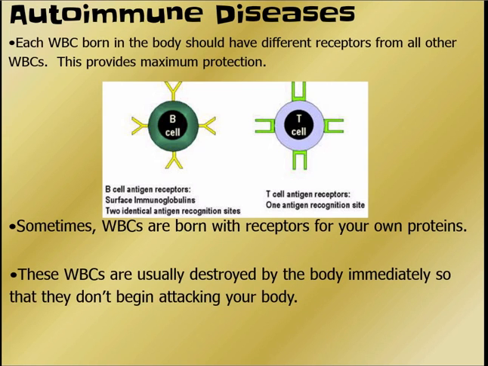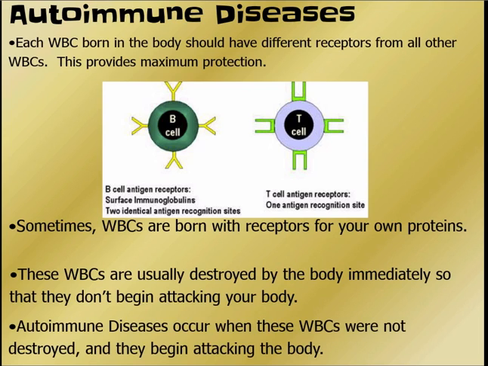This means that these white blood cells theoretically would attack your own tissues. So these white blood cells are supposed to be destroyed by the body immediately so that they don't begin attacking your body. Unfortunately, in people with autoimmune diseases, these particular white blood cells do not get destroyed, and so these white blood cells do begin attacking their tissues. It depends which tissues they're attacking what symptoms they experience.